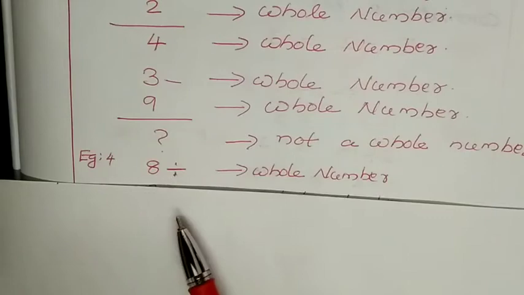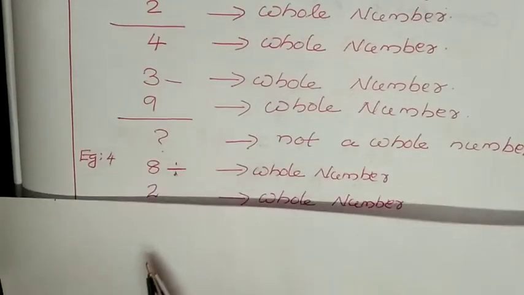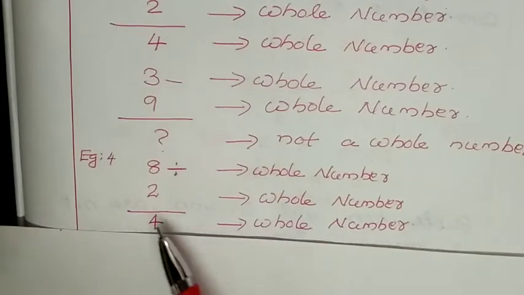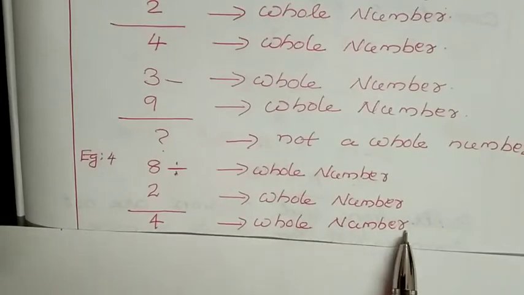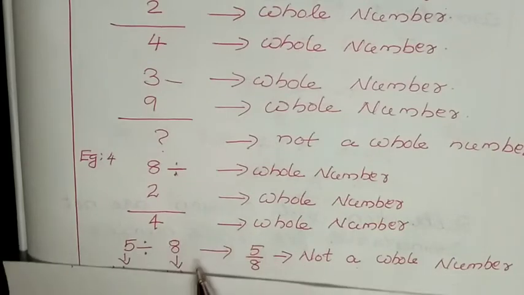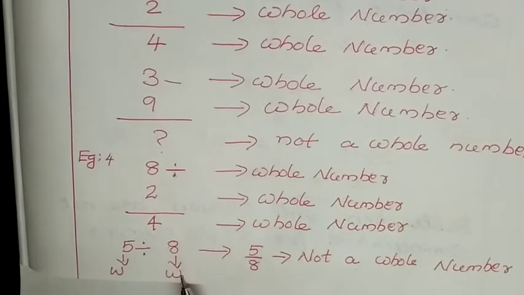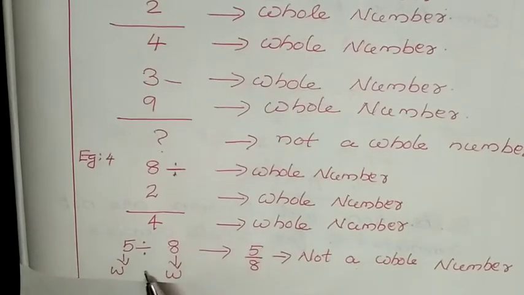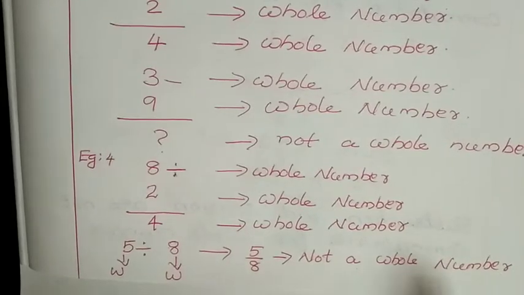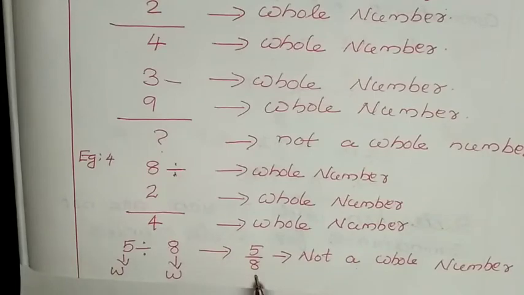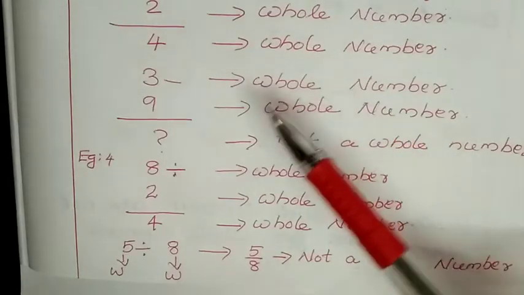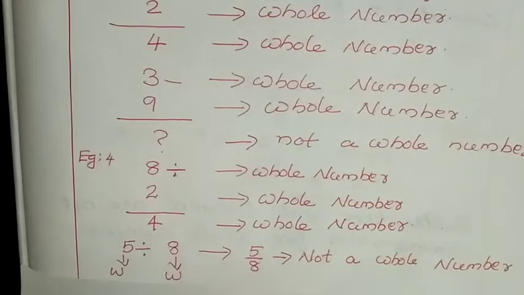Then in division, 8 is a whole number, 2 is also a whole number. When we divide 8 by 2, the answer is 4. This 4 is also a whole number. When we take another example, 5 divided by 8. 5 is a whole number and 8 is also a whole number. And what is its answer? 5 by 8. Okay. This is not a whole number. This is which type of number? Fractional number. So this is not a whole number. So in closure property, subtraction and division are not satisfied.